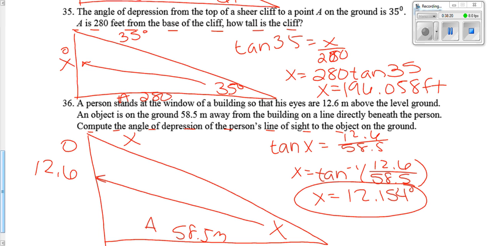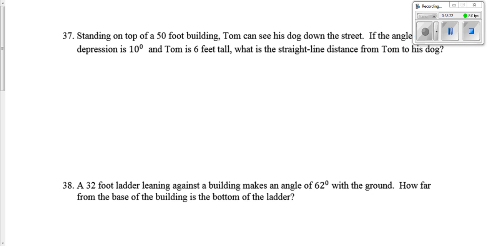All right, next page. Almost done. Standing at top of a 50-foot building. Tom can see his dog down the street.